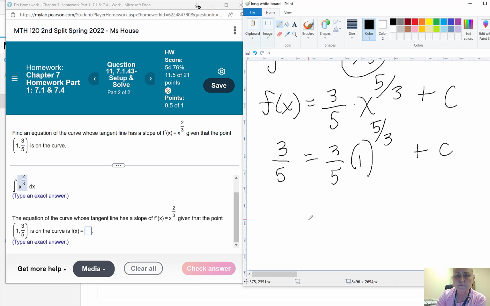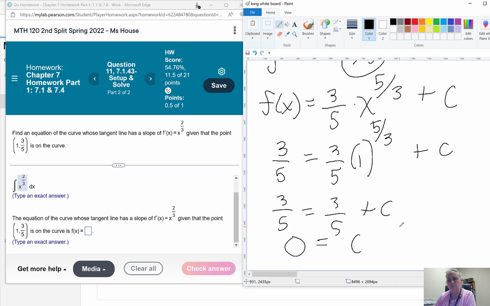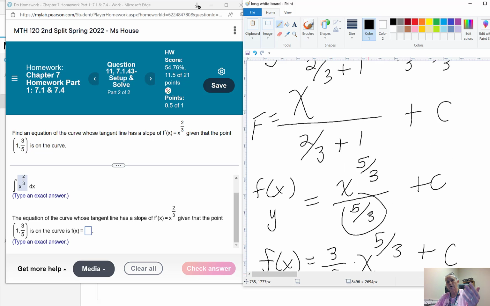so 1 to the 5/3 plus c, and 3/5 times 1 to any power is just going to be 3/5. So 3/5 is 3/5 plus c. So in this case, c is 0. It doesn't always come out to be 0, okay? But because our constant is 0, we don't have to write the constant.